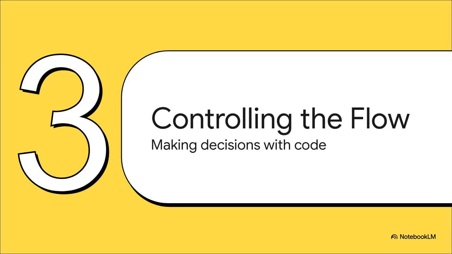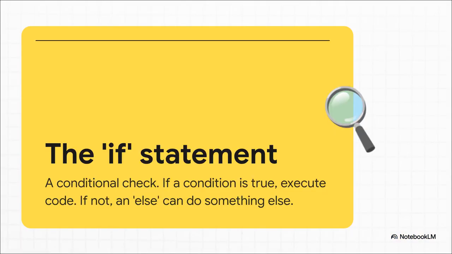Okay, so we can store data and we can do some math. That's a great start. But the real intelligence, the brain of a program, comes from its ability to make decisions. We call this controlling the flow, which is just a way of telling our code what to do and when to do it. And the most fundamental tool for that is the if statement.